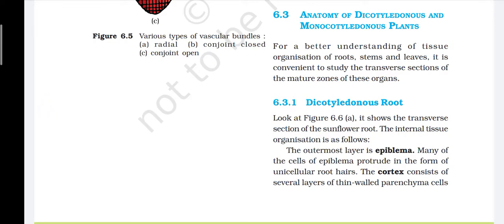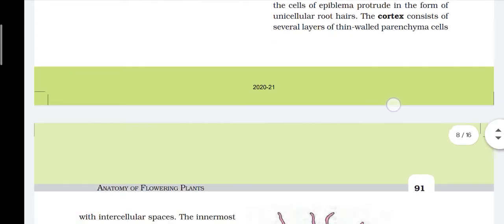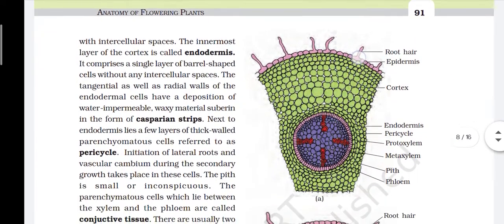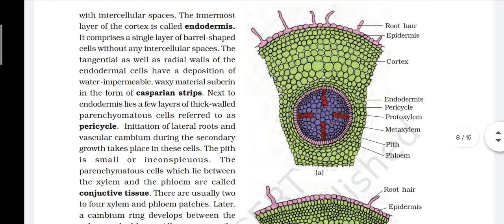The outermost layer is epiblema. Many of the cells of epiblema protrude in the form of unicellular root hairs. The cortex consists of several layers of thin-walled parenchymatous cells with intercellular spaces. The innermost layer of the cortex is called endodermis. It comprises a single layer of barrel-shaped cells without intercellular spaces. The tangential as well as radial walls of the endodermal cells have a deposition of water impermeable waxy material suberin in the form of Casparian strips.